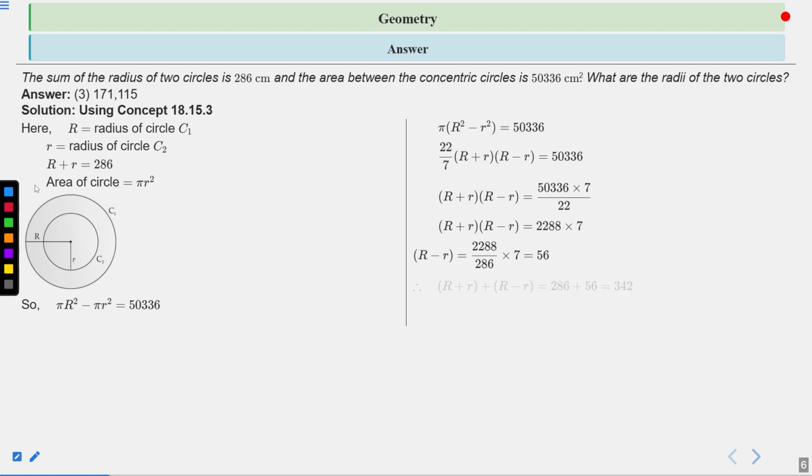Now we have the value of capital R plus small r, and we have the value of capital R minus small r. When we sum up, we get 286 plus 56, which equals 342. Now when we subtract, we get capital R as 171 and small r as 115. So the third one is the correct answer of this question. Next one.